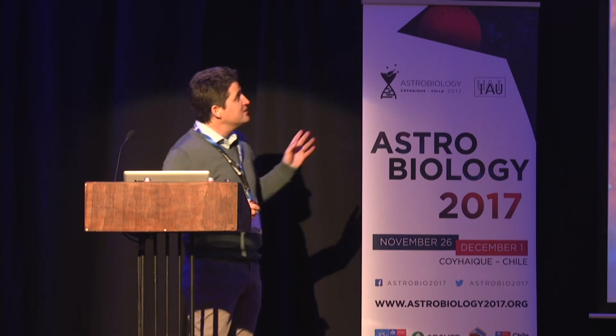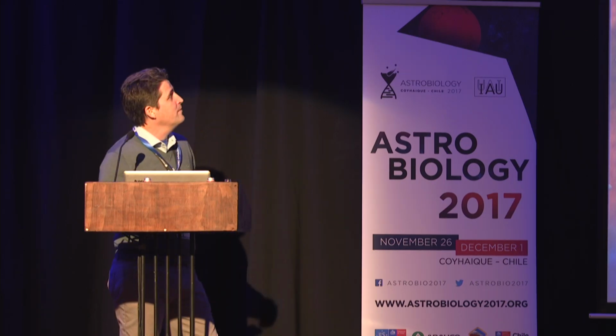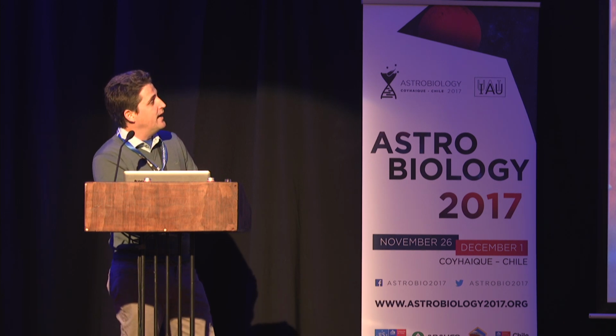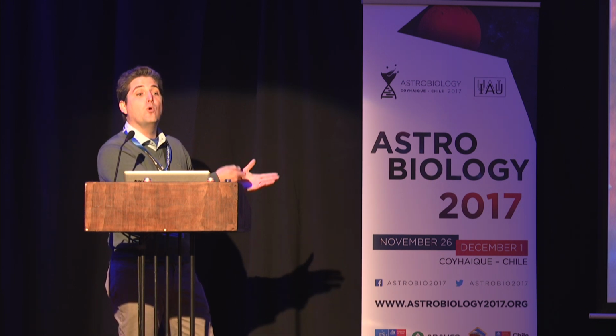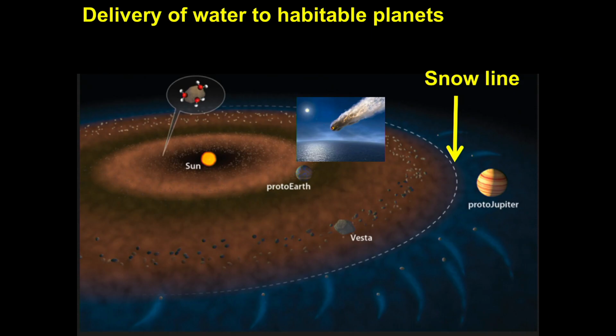The location of this water snowline is also important for astrobiology because it regulates the delivery of water into the planets that will eventually populate the habitable zone when the star is in the main sequence. And most of the water in the oceans of Earth comes from wet planetesimals from outside of the snowline, in the form of comets and asteroids.